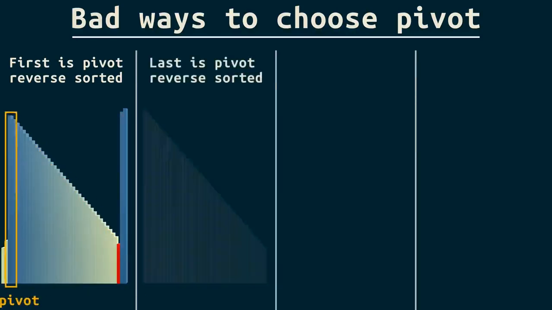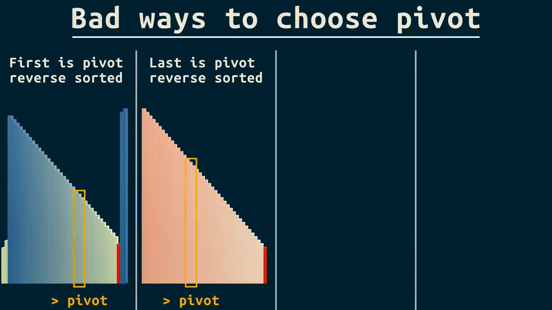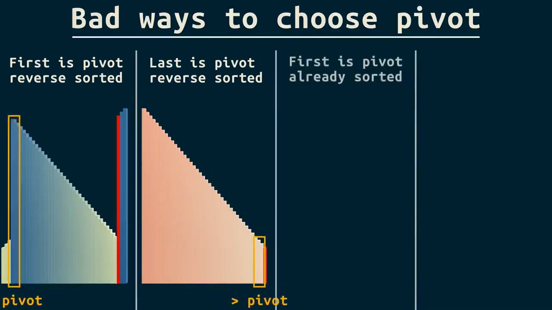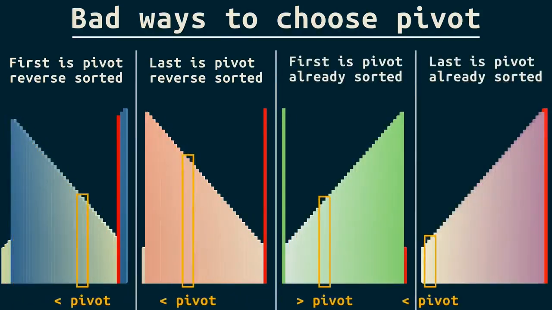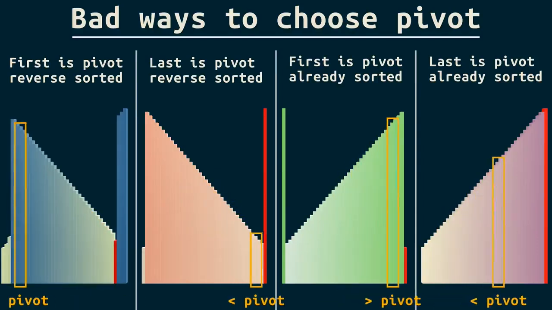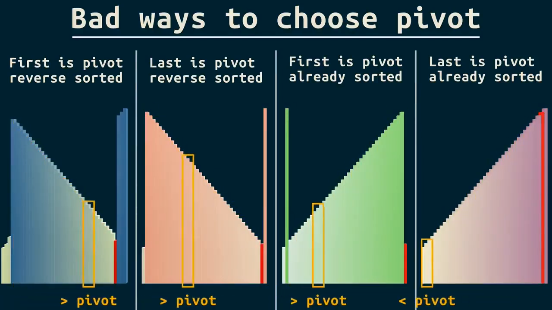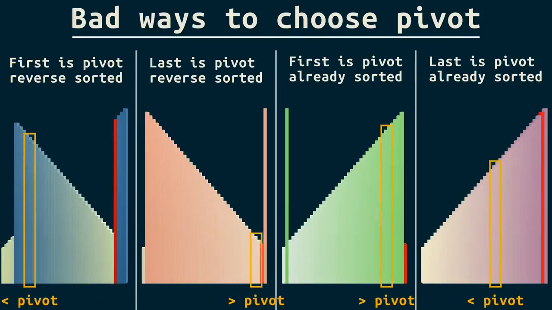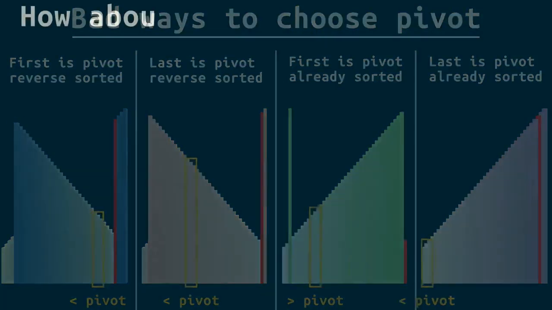If we choose the last item instead, we end up with the same problem. And the same idea applies when choosing first or last in an array that's already sorted. Sorting something that's already sorted is actually quite common, so blindly choosing the first or last item as pivot isn't a great idea. How about choosing the middle?